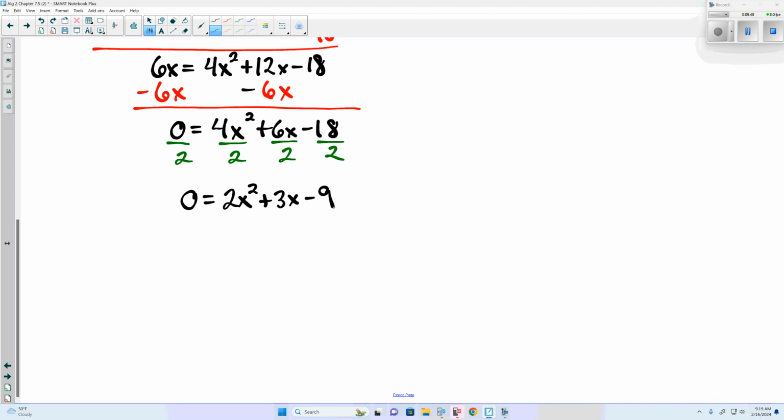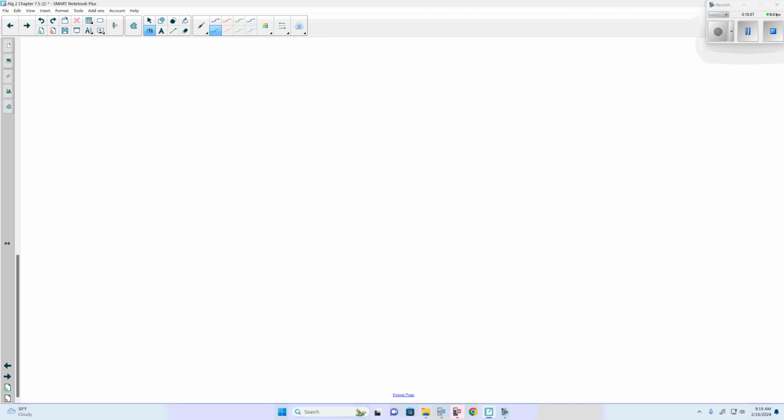Well, we still have a value in front of x squared, yes? So most likely, and it is the case, one of them will be fractional, one of them will not. So we're going to get one non-fractional answer, one fractional. We could graph it. It would give us one of them, but we'd have to factor it anyways.